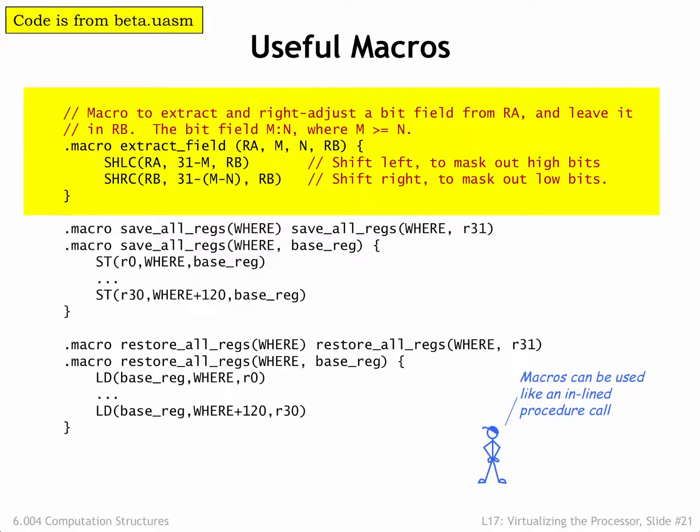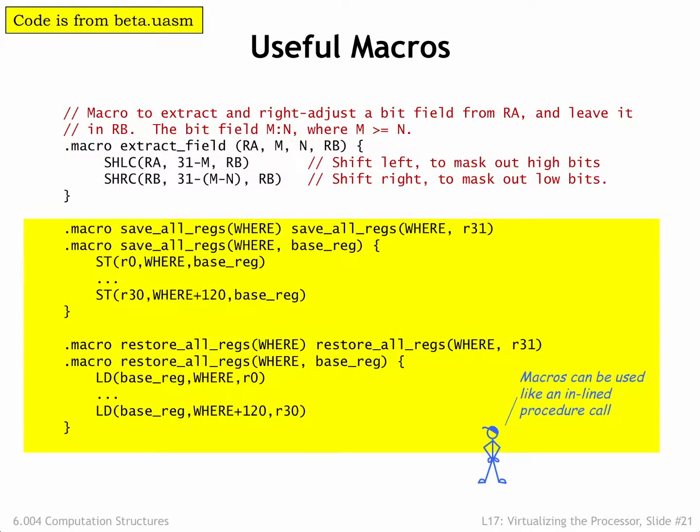Here's a macro for a 2-instruction sequence that extracts a particular field of bits from a 32-bit value. M is the bit number of the leftmost bit, N is the bit number of the rightmost bit. Bits are numbered 0 through 31, where bit 31 is the most significant bit, in other words, the one at the left end of the 32-bit binary value. And here are some macros that expand into instruction sequences that save and restore the CPU registers to or from the user M state temporary storage area.